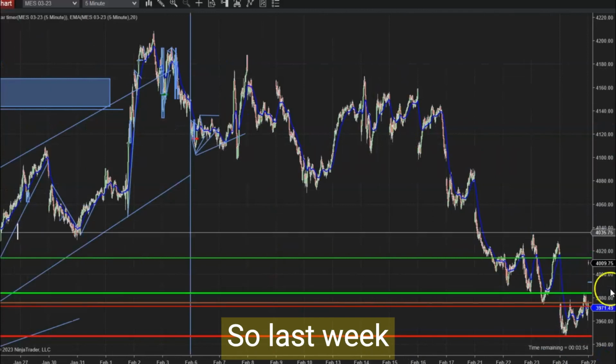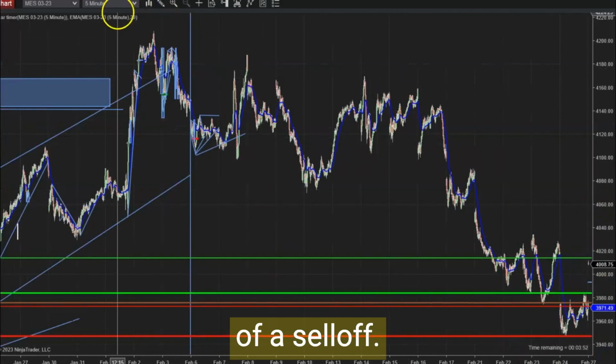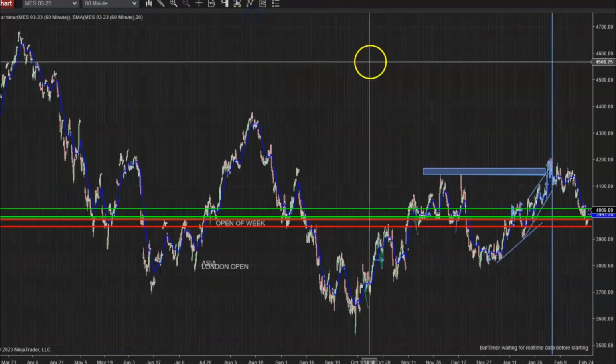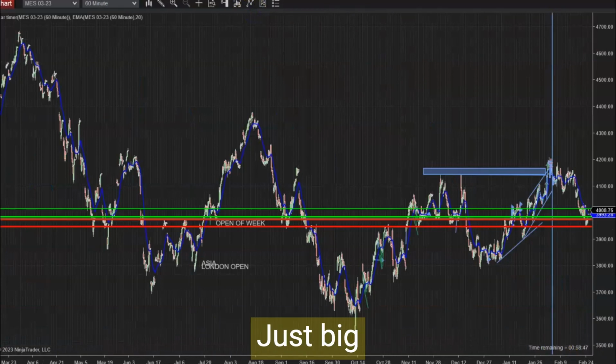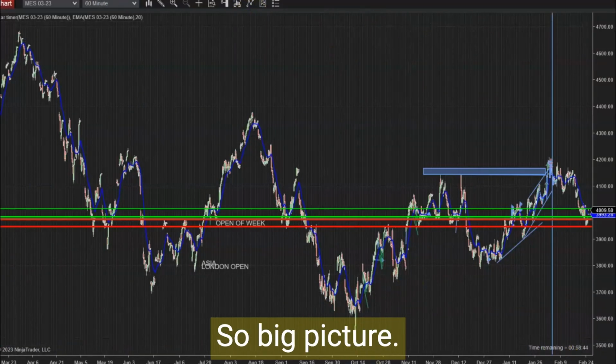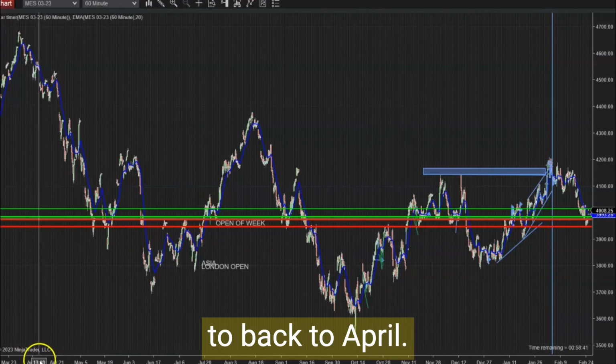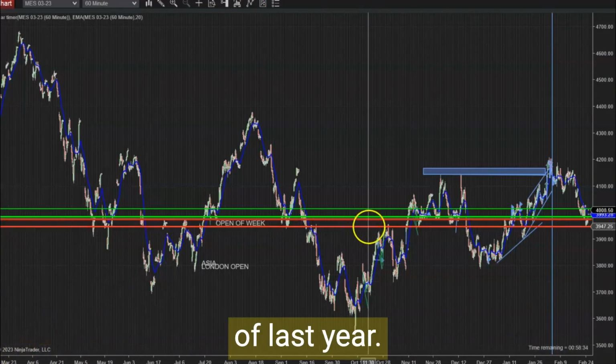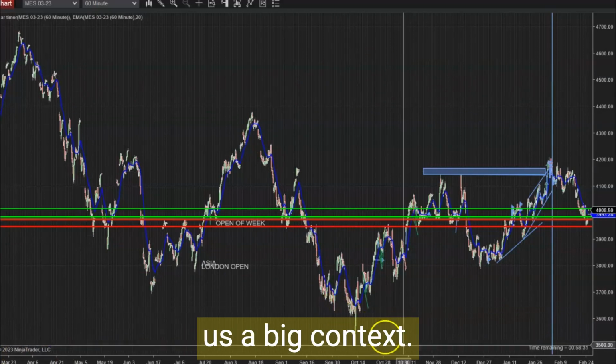So last week we had a bit of a sell-off. Let's go to the 60-minute. Again, just big picture, right? So big picture, this is going back all the way to April, or March of last year. And this just gives us a big context.